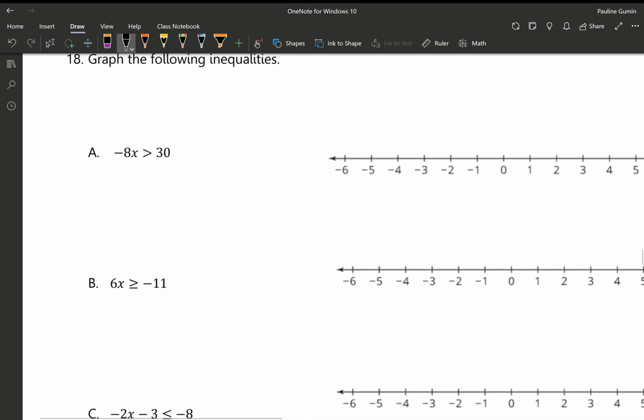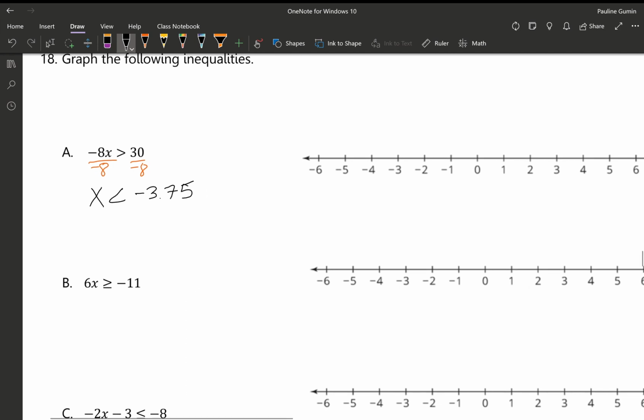Number 18. Let's graph these inequalities. Well, in order to graph them, we need to solve them first. In letter A, I'm going to solve it by dividing both sides by -8. Now, what's important here is to remember that when you divide by a negative number, the inequality symbol flips.